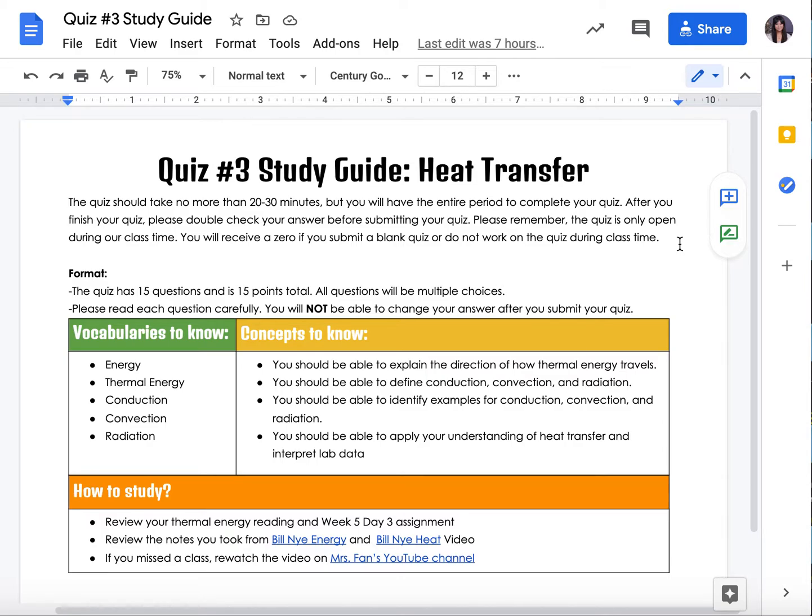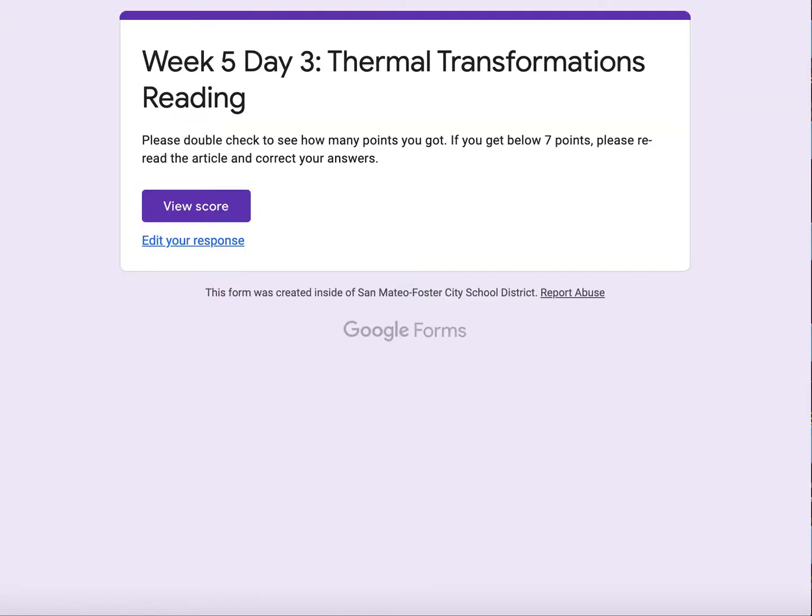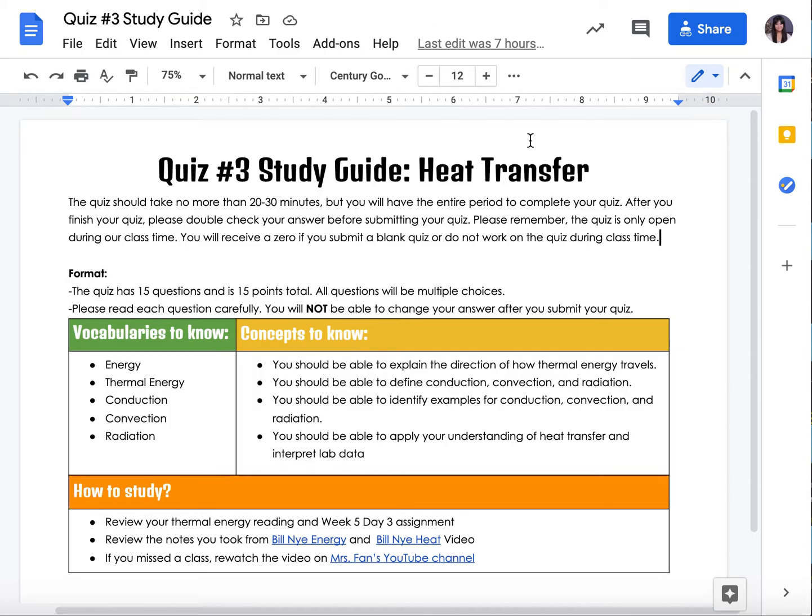So just a reminder, the quiz is different from the assignment. The assignment, like this one right here, you can do as many times as you need, because we are practicing on the assignment. But for the quiz, it is different. For the quiz, you do want to make sure you double check before submitting, because after you submit your quiz, you will not be able to change your answer.